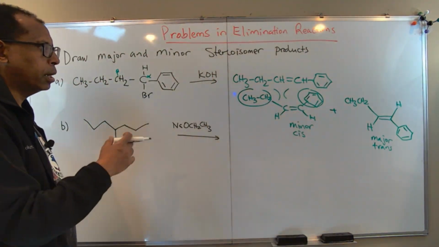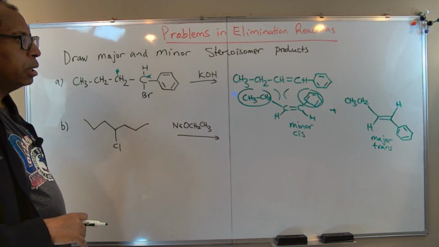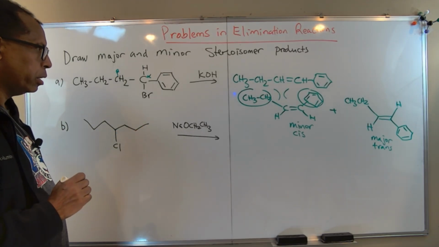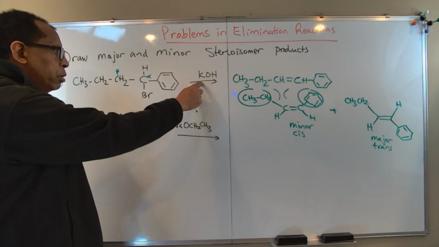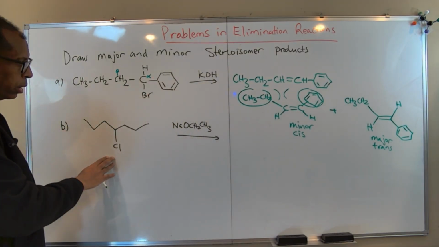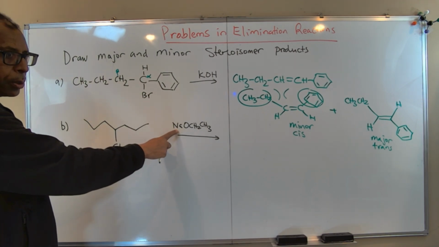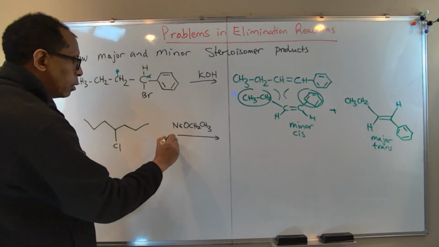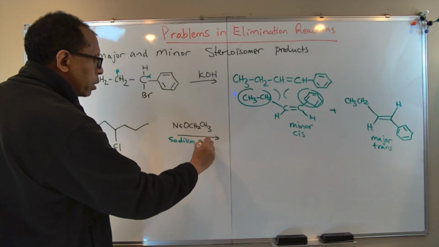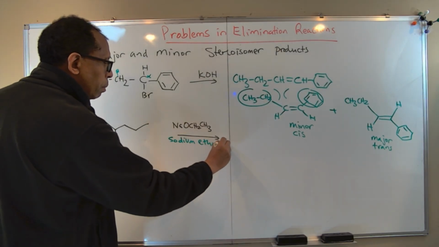So those are the products, the two stereoisomers, cis and trans. Obviously, we used a potassium hydroxide base, and in this one, we are using sodium ethoxide base.